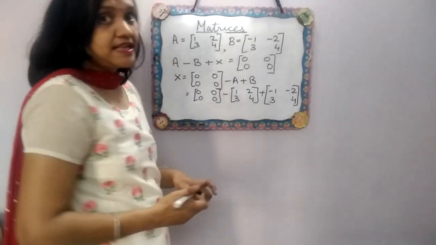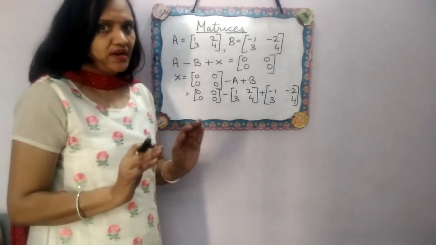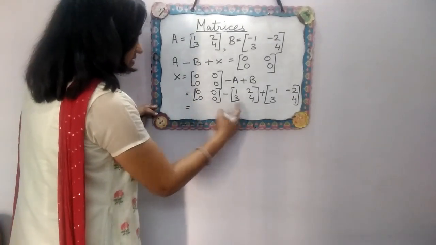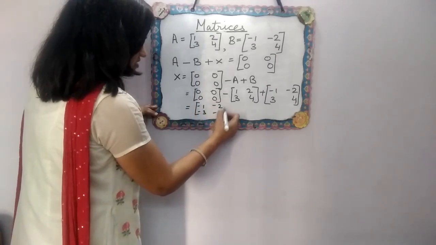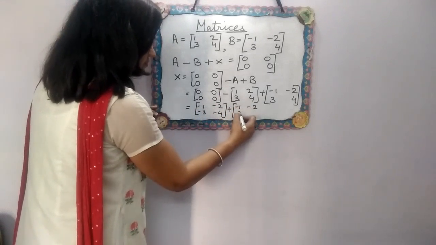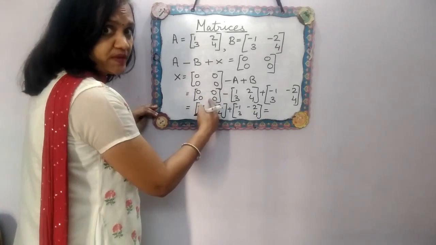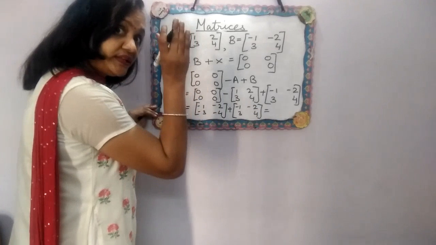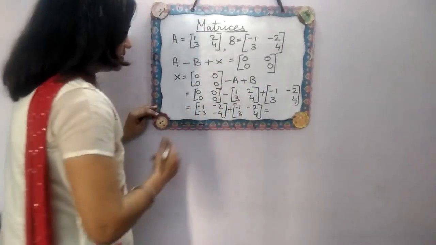Children, I want to emphasize one thing. Don't try to do the entire calculation together. Go a little slow. So first subtract and you will get minus 1, minus 3, minus 2, minus 4. Now take the third matrix. So first I added the first two matrices. First I subtracted the second matrix from the first.